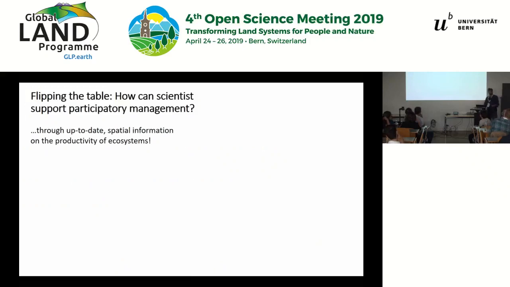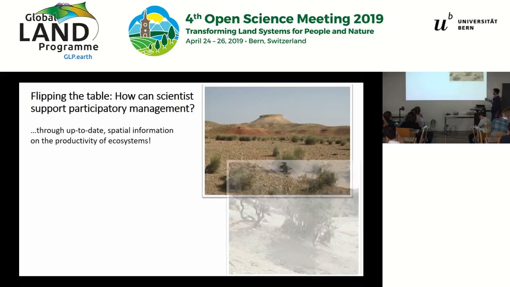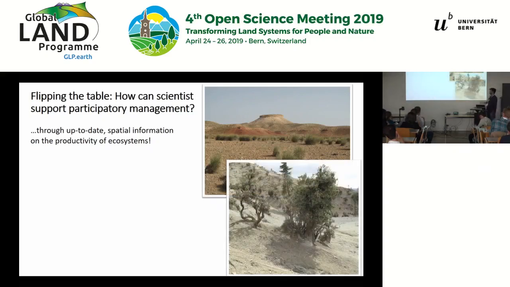We know how difficult it is to actually change the management of a certain ecosystem. And especially if this ecosystem looks like that. This is our grassland, and this is our forest in the central east of Morocco. And so we thought, instead of looking at how we can use local knowledge or stakeholders to, let's say, understand the environment better, which is something that is important, but it's mostly important for us, we try to think of how scientists can actually support participatory management in those areas.